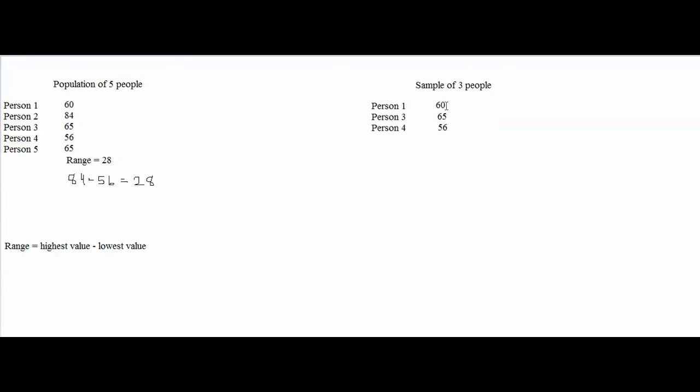Let's calculate the range for the sample. The highest value in the sample is 65, and the lowest value in the sample is 56. So if we subtract 65 by 56, we get 8. Oh no, wait, 9.